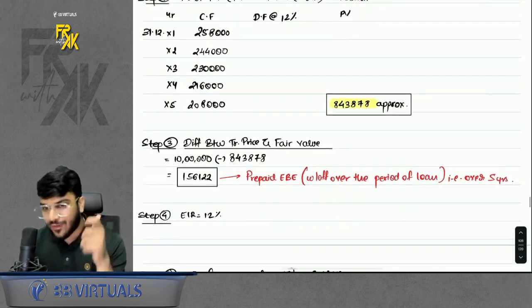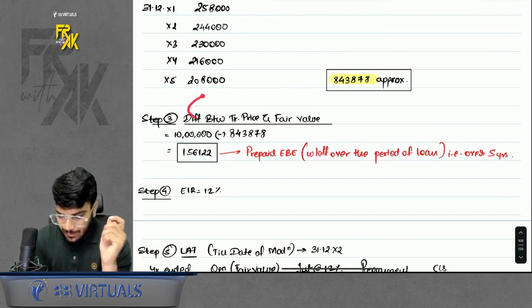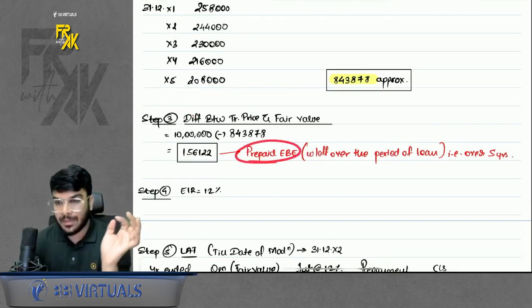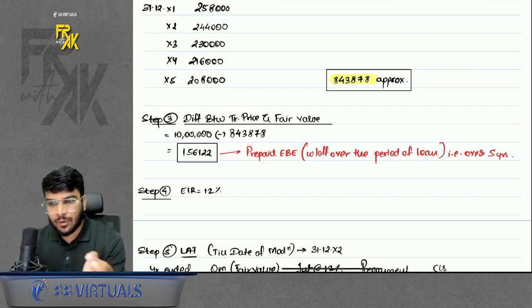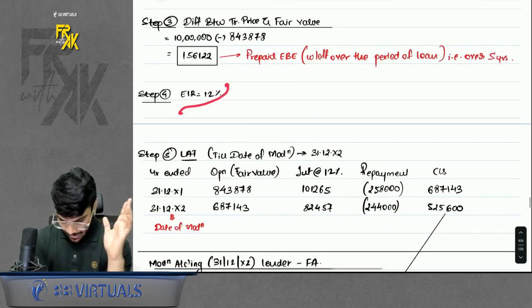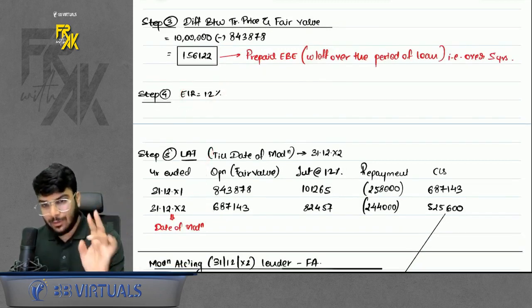Because you compute the fair value, there will be a difference between transaction price and fair value. Where will the difference get transferred? It will get transferred to prepaid employee benefit expense, and you will write it off over a period of 5 years. Why 5 years? Loan tenure was 5 years. Okay. Then EIR, then LAT. Prepare the LAT only for the first 2 years. Why? Because after 2 years the modification was happening.